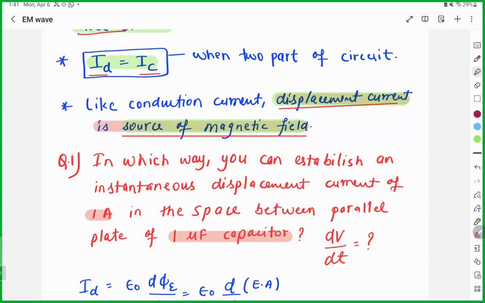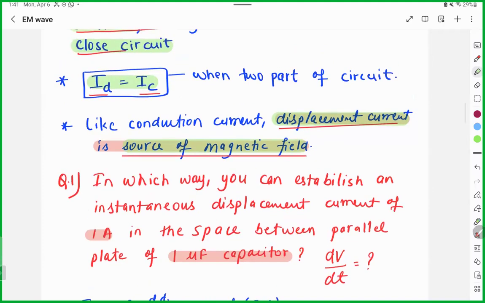Okay, now solve this question. In which way can you establish an instantaneous displacement current of 1 ampere in the space between the parallel plates of this capacitor? So you have to calculate the dV by dt value.